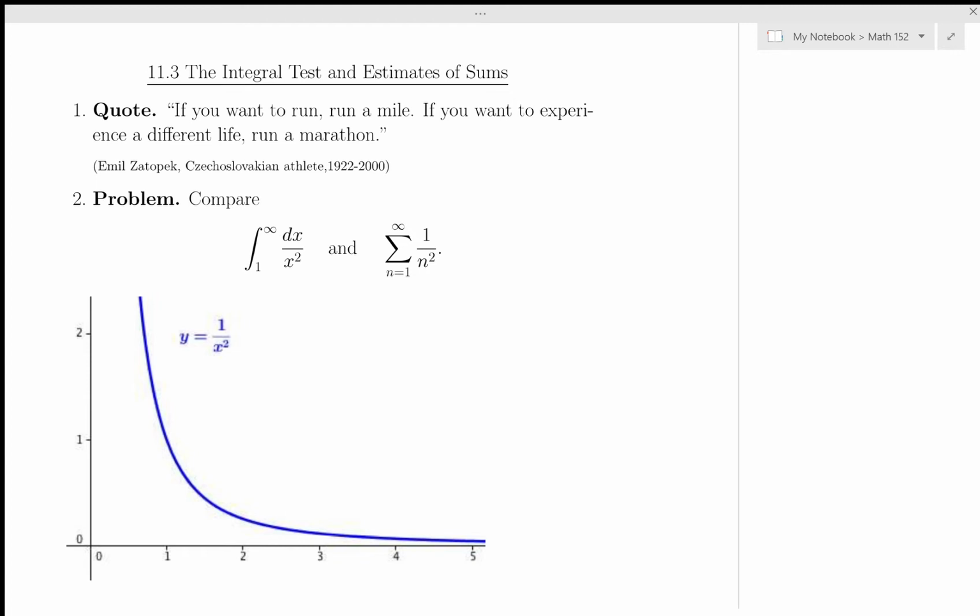Here's a graph of y equals 1 over x squared. And we have in fact evaluated this improper integral here. So you could go ahead and do that right now if you liked. Maybe I'll just do that here on the side, because maybe you should stop the video and remind yourself how to do an improper integral. So I'll just put this over here on the side.